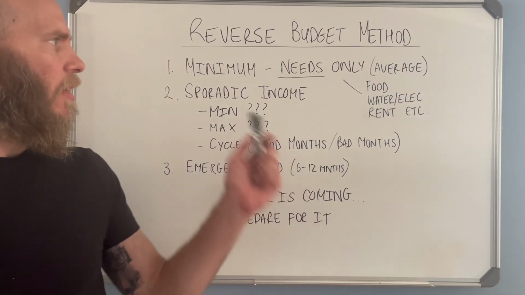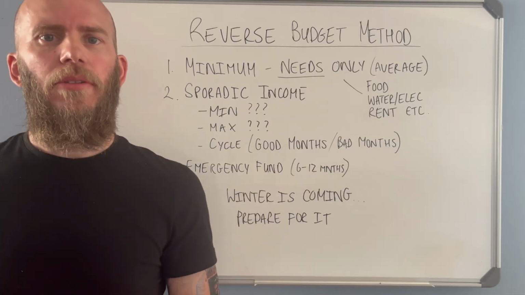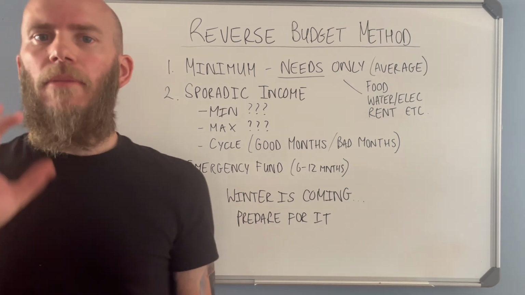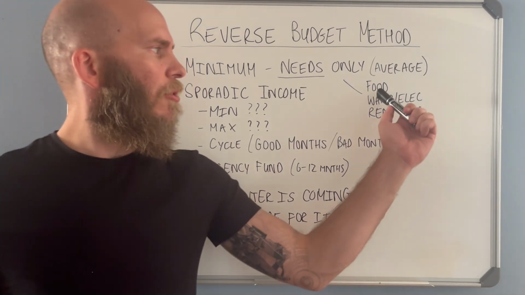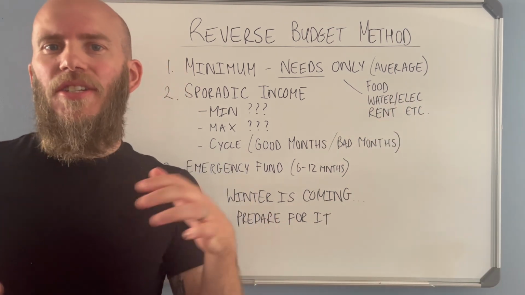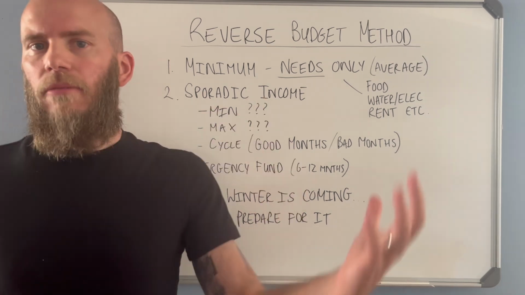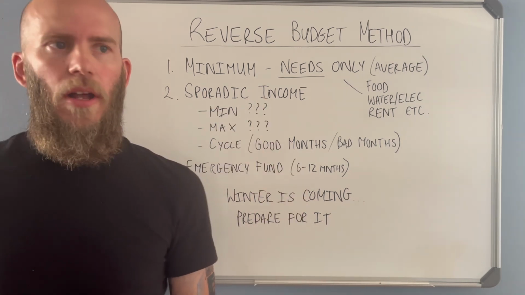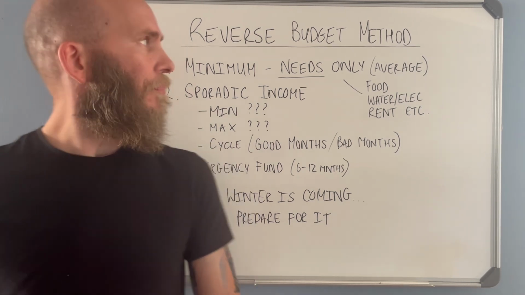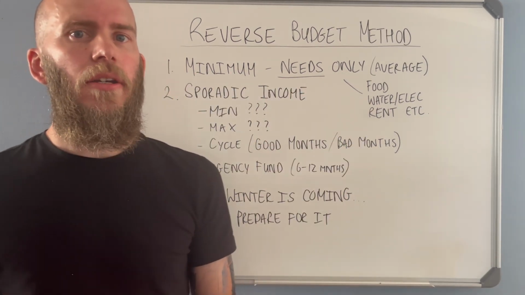The first point is you need to work out what is the absolute minimum amount that you need to live on a month-to-month basis. The minimum is what I'm talking about in terms of groceries, water and electricity, rent, and any serious debit orders that might bounce if you don't make enough money. In US dollar terms, it might be $1,000. In South African Rand terms, it might be 20,000 Rand a month. But you need to work out what is your absolute minimum that you need per month.